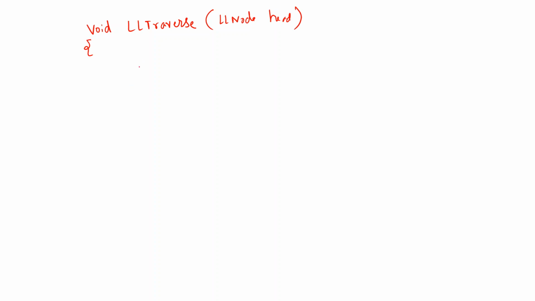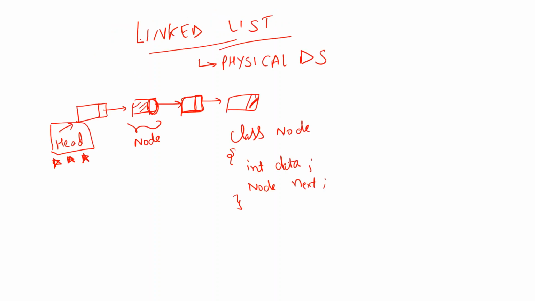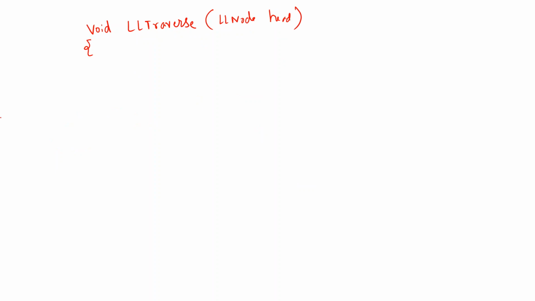Okay, so you need to write this program, linked list traverse. What you need to do is print all the values in the linked list. So assume this is your linked list, and this is your head. You basically need to print all the values in the linked list. What I'm expecting is your function to print 3, 2, 5, and 6.